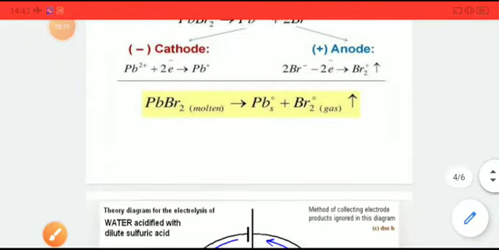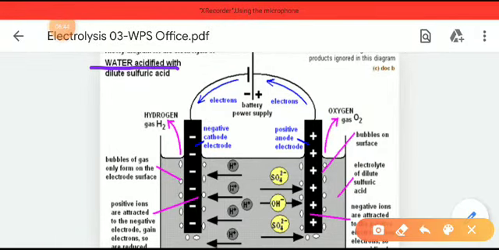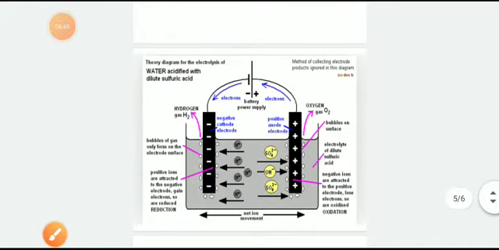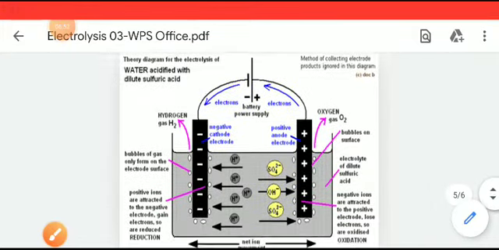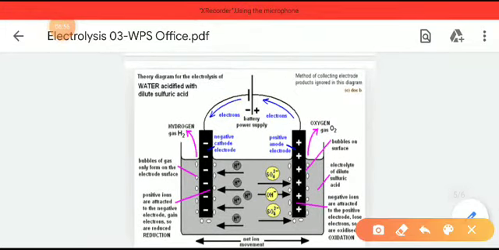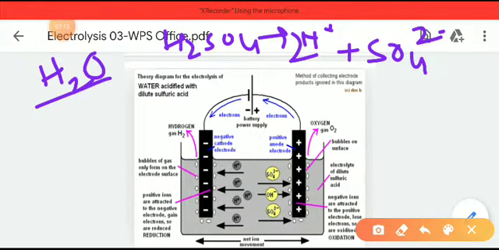Okay, so let's move to the next topic, that is the electrolysis of acidified water with dilute sulfuric acid. So what happens when we use dilute sulfuric acid in water? Dilute sulfuric acid, that is H2SO4, will give H plus and SO4 2 minus, 2H plus and SO4 2 minus. And H2O will become only H2O or H plus and OH minus.